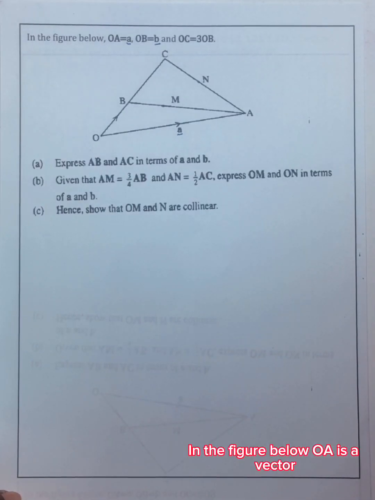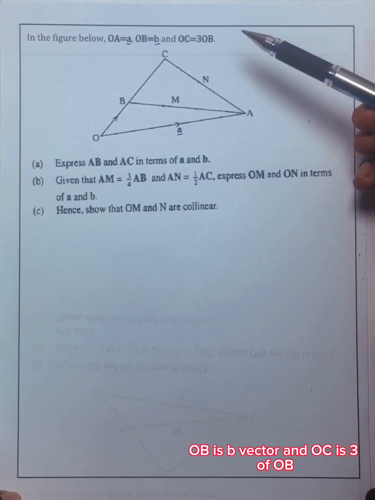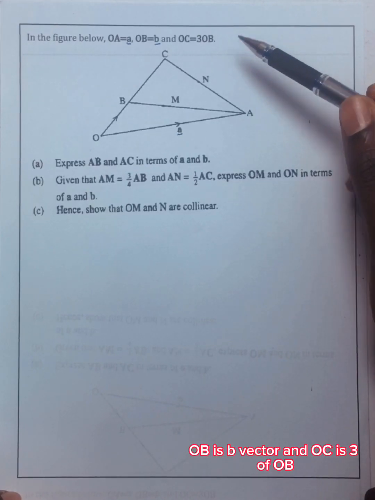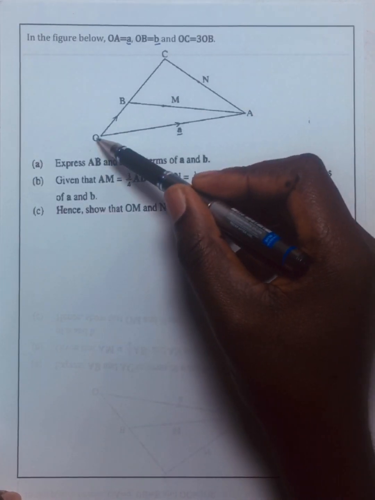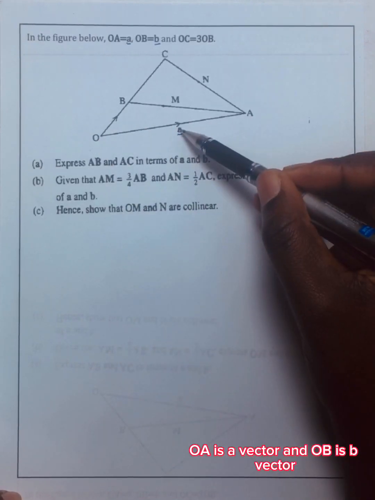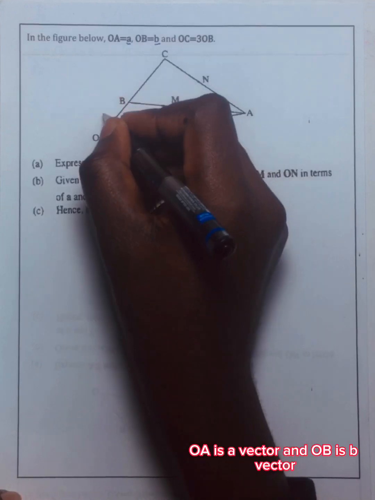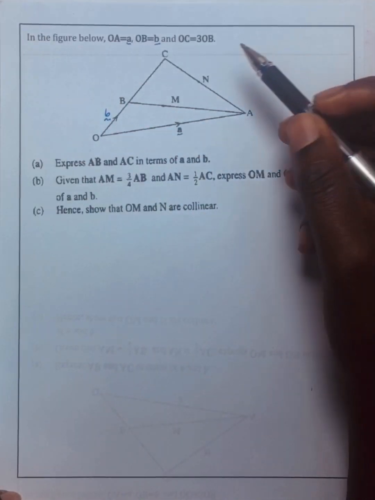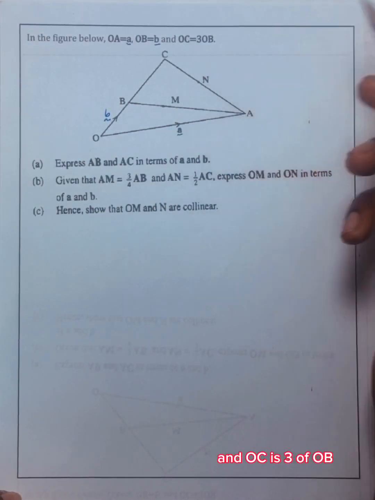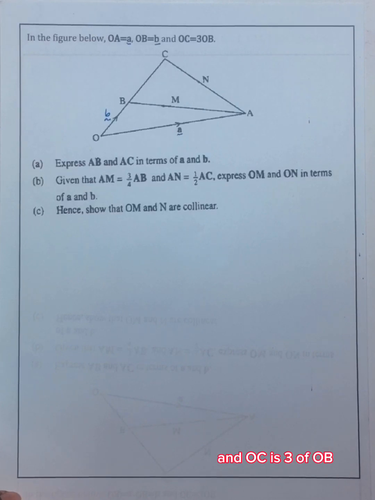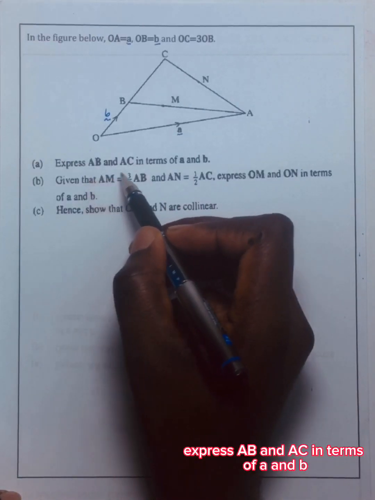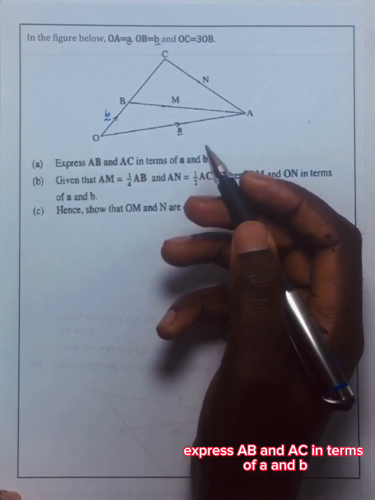In the figure below, OA is vector A, OB is vector B, and OC is 3 of OB. Express AB and AC in terms of A and B.